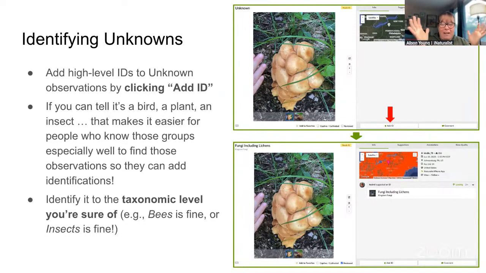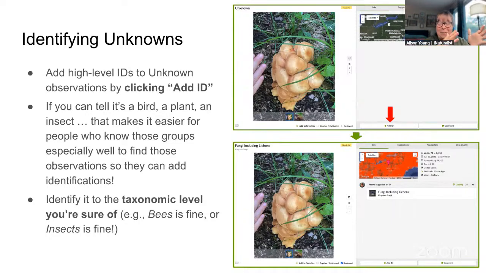And all you have to do is categorize unknown observations into a group. Whatever taxonomic level that you're sure of is really, really useful. You could say that this is a bird, or you can say that this is a plant, or you can say, I know this is an insect, or you can say, I know this is an ant. Whatever level you can tell is super helpful.